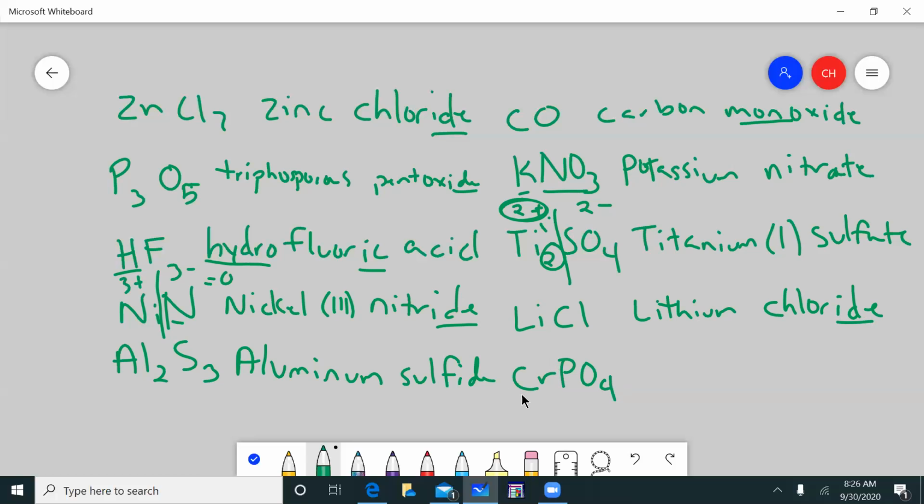Last one here, I've got a metal, chromium. Chromium has an unpredictable charge, so I need a Roman numeral. And then this glob over here is a polyatomic ion called phosphate. I need to figure out what the charge is. So I know phosphate always has a 3- charge. So in this case, chromium has a 3+, and there's only one of them. So it takes the full extent of the charge. We would get chromium(III) phosphate.